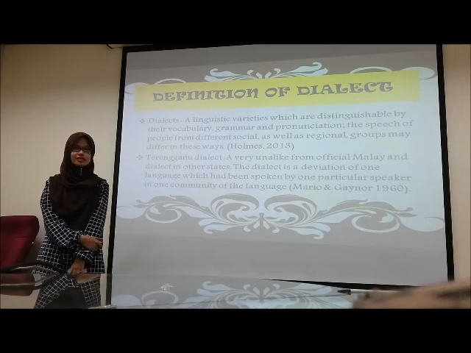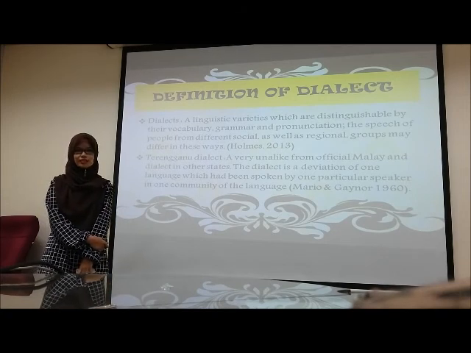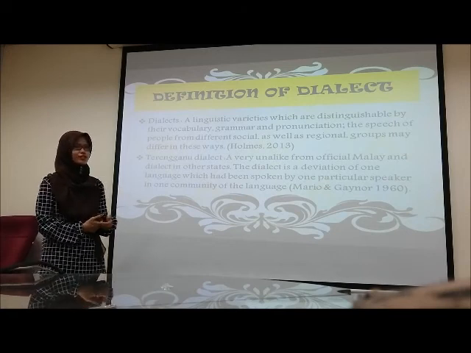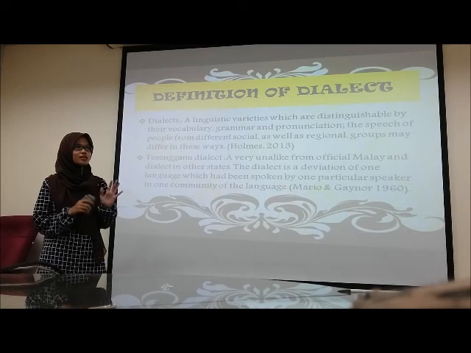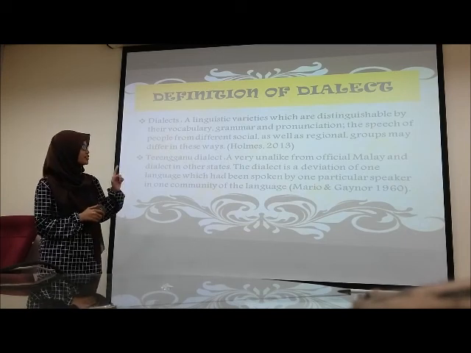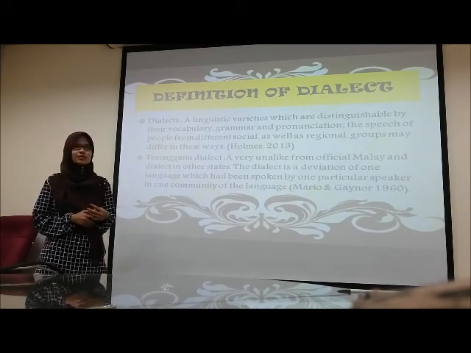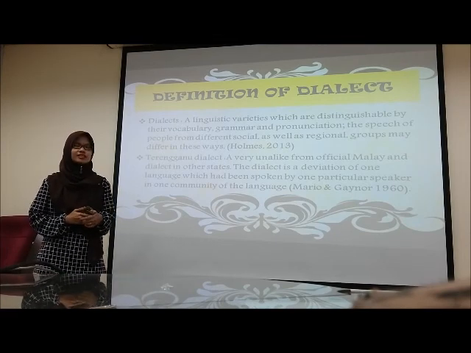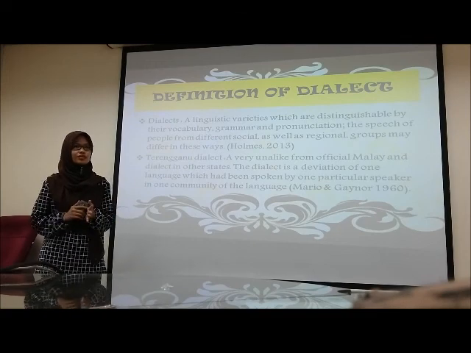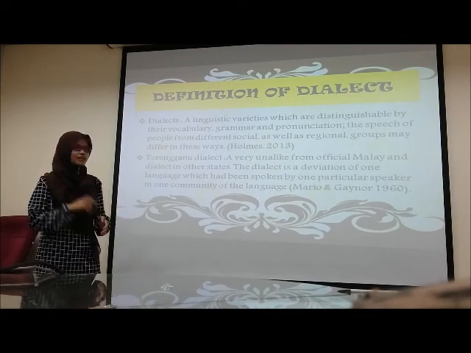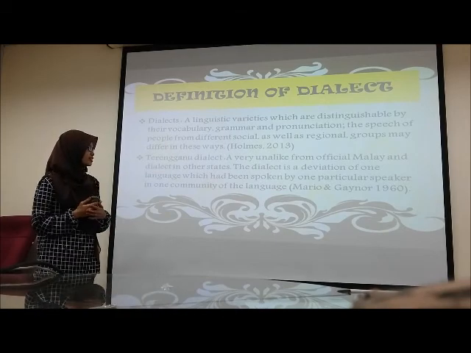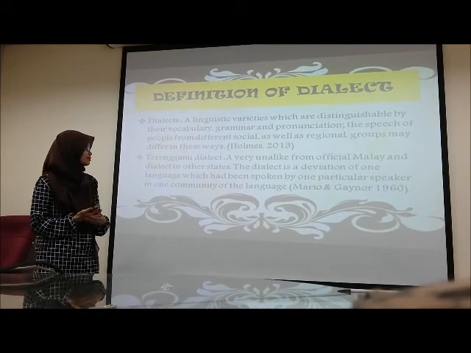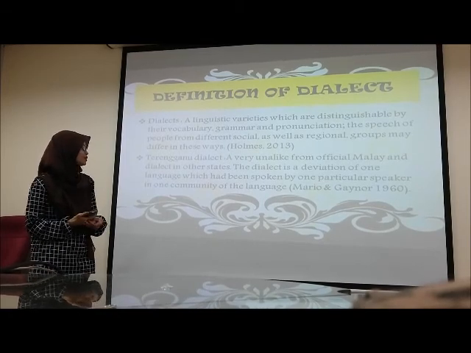According to Holmes 2013, dialect is a linguistic feature which is distinguished by its vocabulary, grammar, and also pronunciation. Normally, it is differentiated by region, so it is also called regional dialect. And the Terengganu dialect is very different from official Malay and the dialects of other states in Malaysia. The dialect is a deviation of one language which is spoken by particular speakers in one community of the language.